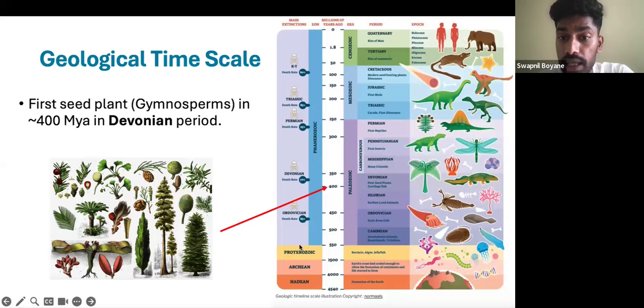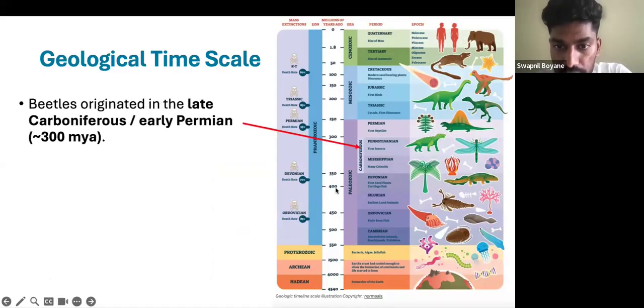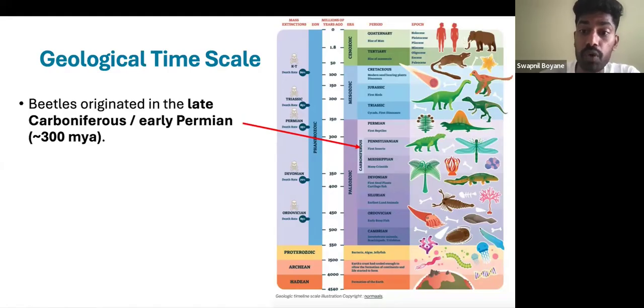So these evolved first. And you might be wondering why we are talking about plants when the talk is about beetles. The answer is that these are interconnected; plants and beetles have co-evolved together. So around 400 million years ago, we have the first plant, the gymnosperm. And after 100 million years, the first insect evolved, I mean the first beetle evolved, and that was during the Carboniferous period. So it took nearly 100 million years for beetles to evolve, right?